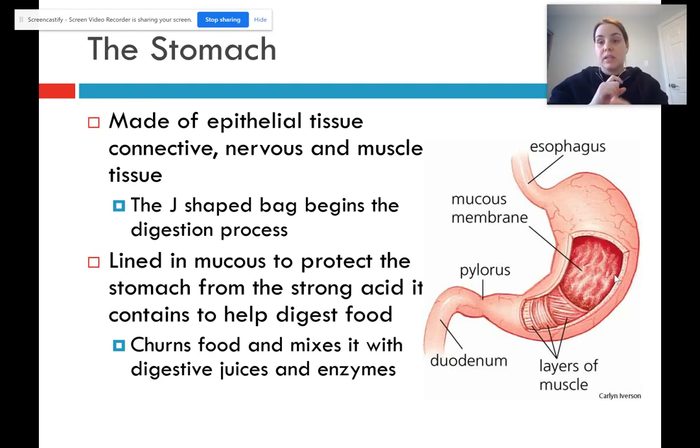It also has muscle in it, so it churns, it squishes, it mixes all the food around that's inside your stomach. So when all the layers, the muscle and the lining of your stomach, squish and churn and squash all the food up in there, it mixes it with all the digestive juices, the acids, and the enzymes in your stomach that help you break down your food.